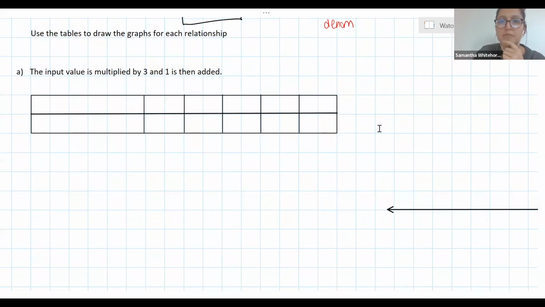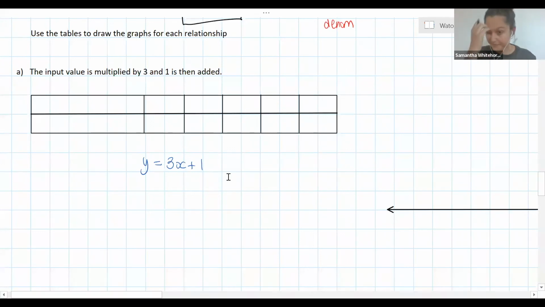So it says the input value is multiplied by 3 and then 1 is added. So have a think. What would the equation look like? So y equals, what is that going to look like? Nkululeko, would you like to tell us? Yes. Evening, ma'am. So ma'am, the equation is going to be y equals 3x plus 1. Fantastic. Y equals 3x because the input is multiplied by 3, plus 1 because 1 is added. Well done. Thank you very much. Okay, guys. So now we've got our equation.